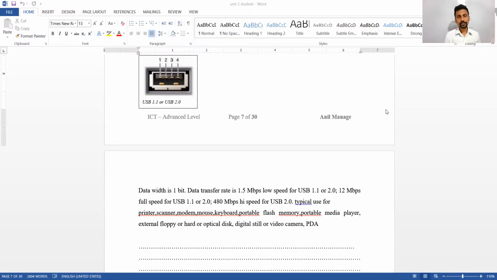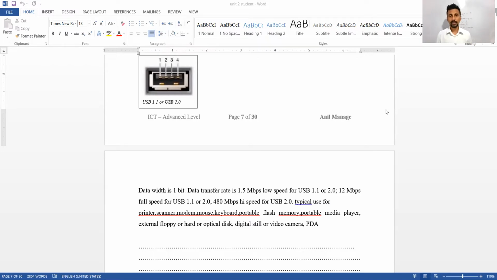Other thing is giving voltage. Now other ports, they are not giving voltage out. We have not seen charging a phone through PS2, and you can't, right? They are not giving voltage. But USB, they are giving.